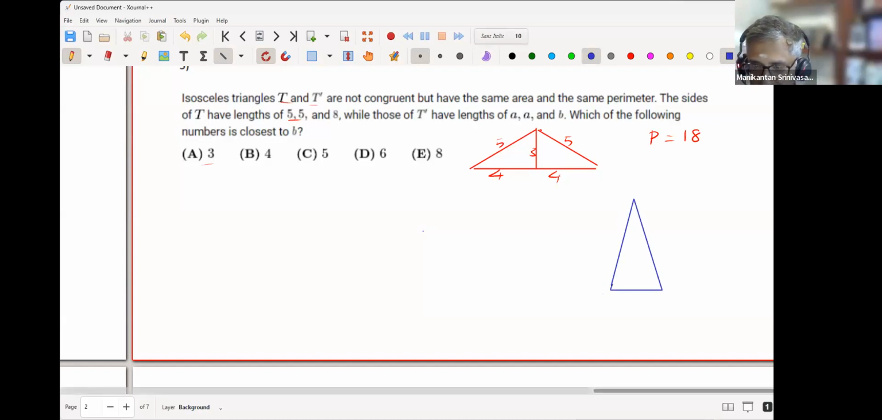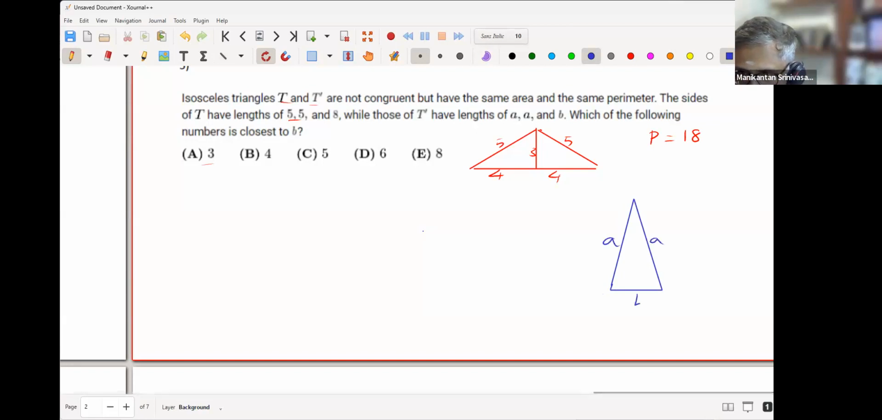Okay, so something like this. Now, this has to have the same perimeter. So let's say the lengths are A and B. So this is A, and this is B. Okay, so what do we have? So we have 2A plus B should match my 18. So that's the first constraint.